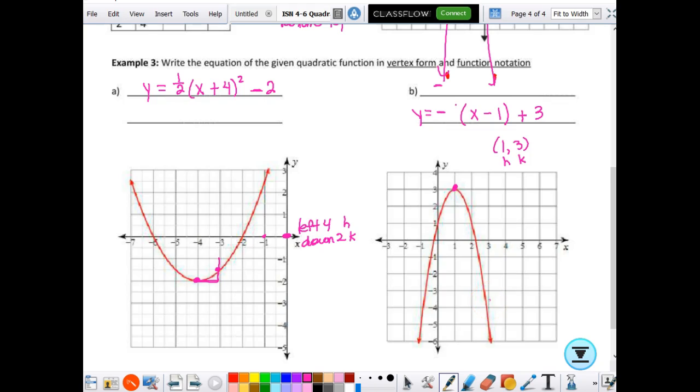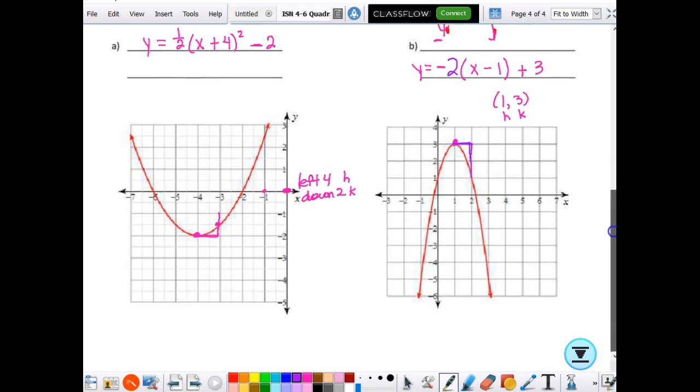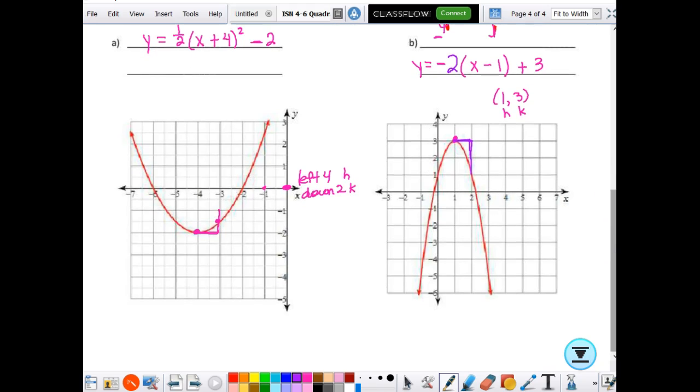And let's see if we can figure out the A. Okay, let me use a different color. So when I go out 1, normally I would go out 1, down 1 or up 1, okay? But instead I'm going out 1, down 2. So that means it's a 2. You can usually just tell by the first point, okay? And I know that's a little confusing, but it may take some practice. You'll have a few questions in Delta Math with that.